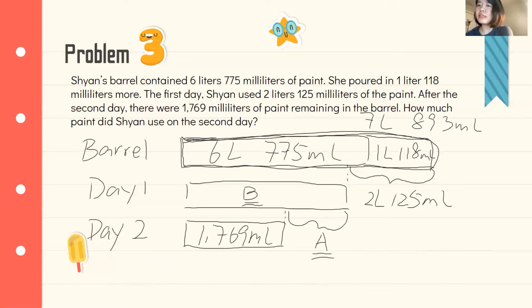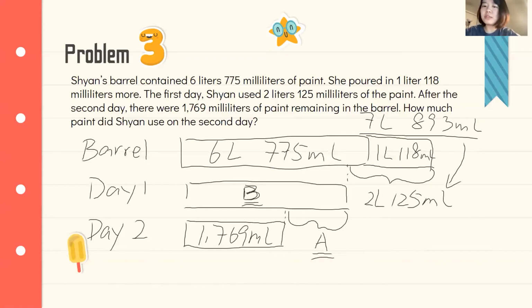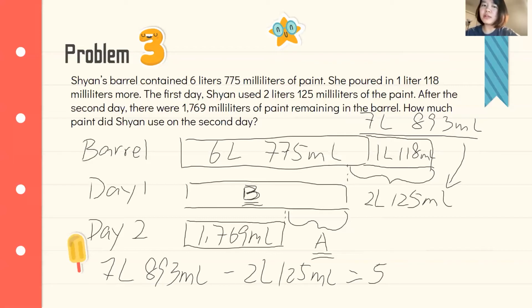And we know for the first day she used 2 liters 125 milliliters of the paint. So we only have to use this total amount to subtract 2 liters 125 milliliters. Then we can know the letter B answer. So 7 liters 893 milliliters minus 2 liters 125 milliliters gives us 5 liters 768 milliliters. Since we know B, which is 5 liters 768 milliliters, we only have to use this number to subtract 1,769 milliliters, then we can get our final A.